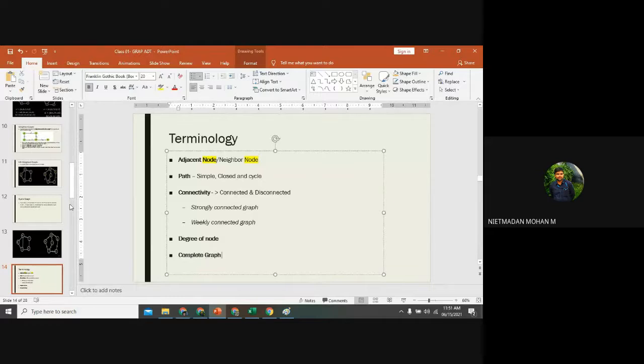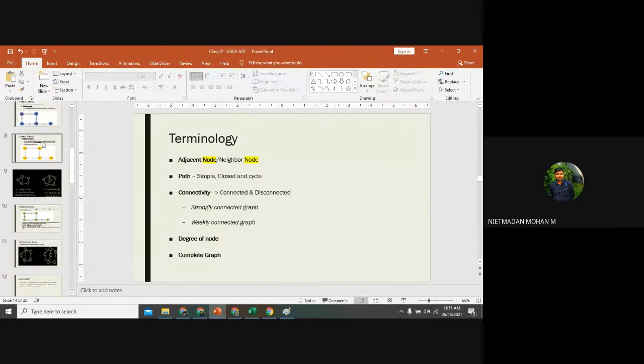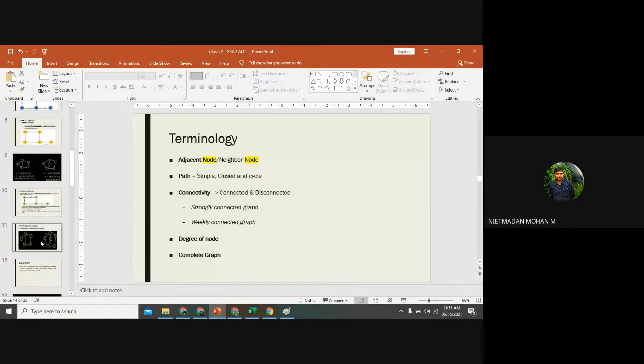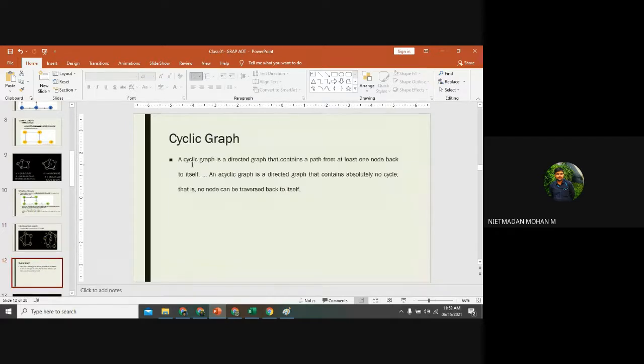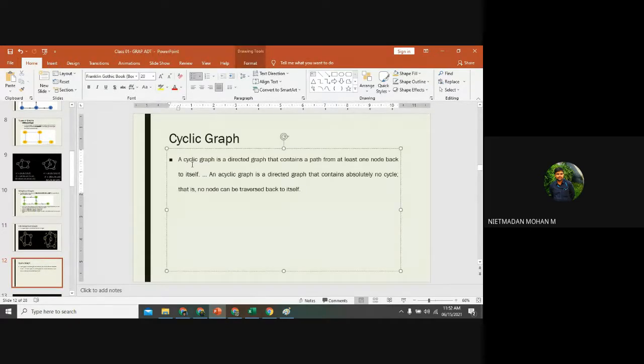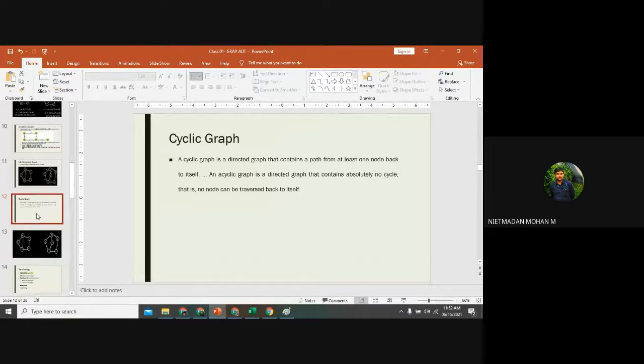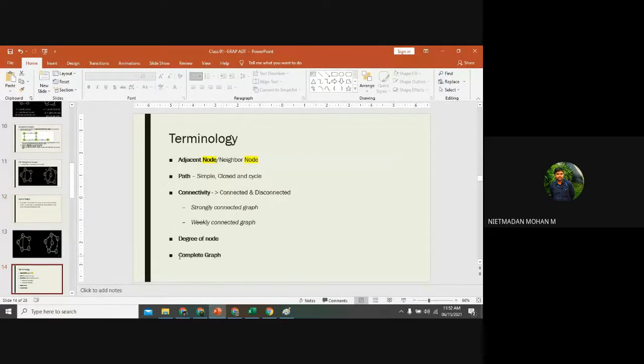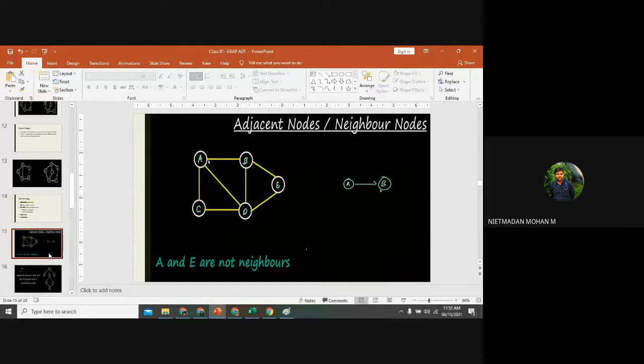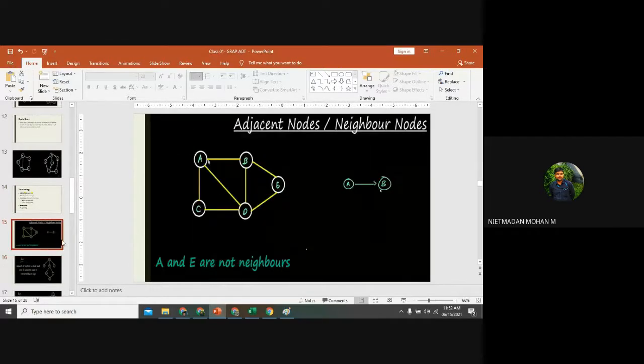The complete graph and the types of graph that we have discussed. The cyclic graph is also a kind of complete graph, but it differs slightly, so we have the cyclic graph and the complete graph. We will discuss that in the next class with an example, right? We'll start after a 10-minute break. So this is the adjacent node, or neighbor node.